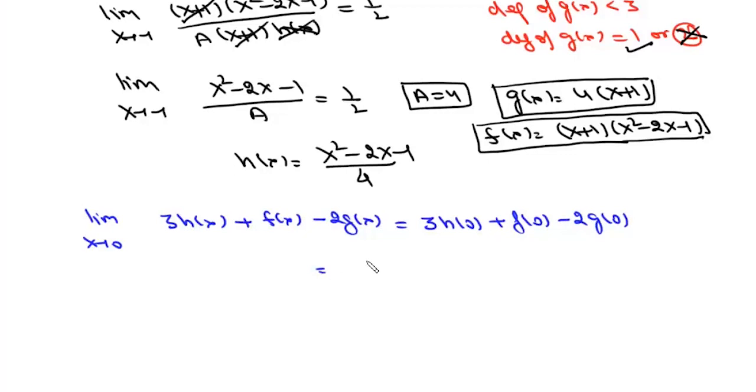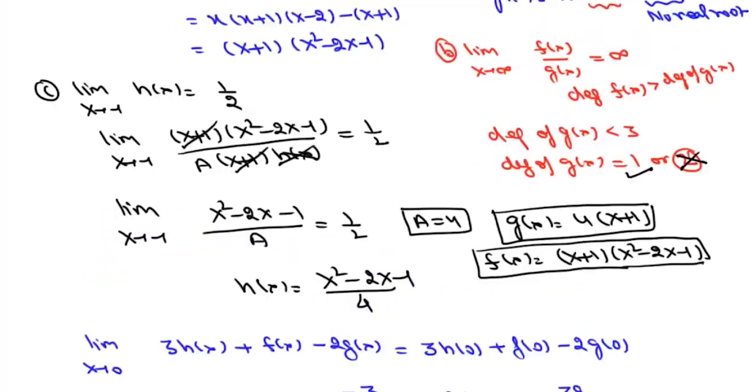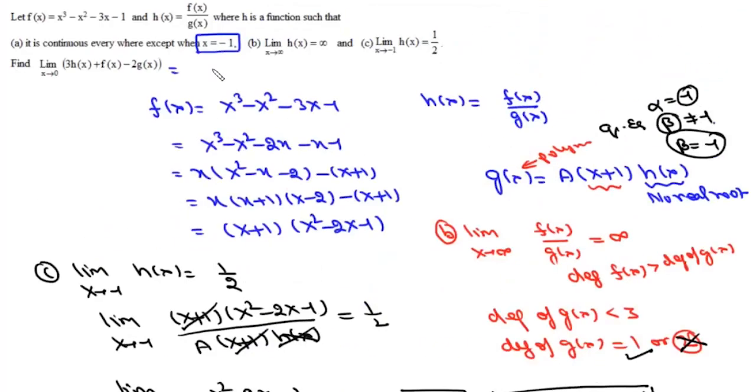Now h0 is minus 1 by 4, so it will be this minus 3 by 4. Now f0 is minus 1 and then minus 2, and g0 is 4. So it will be this 9, 36. 36 minus 3 is minus 39 by 4. So the value of this limit is minus 39 by 4.